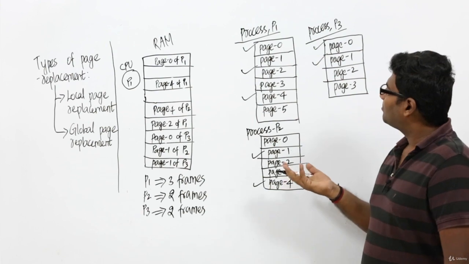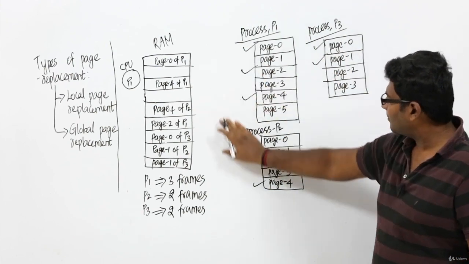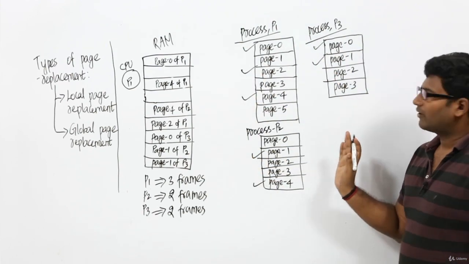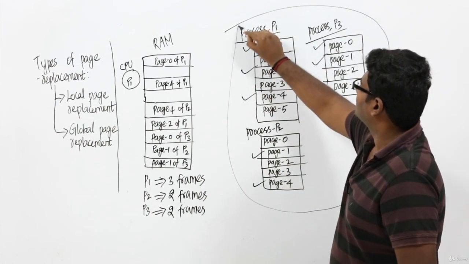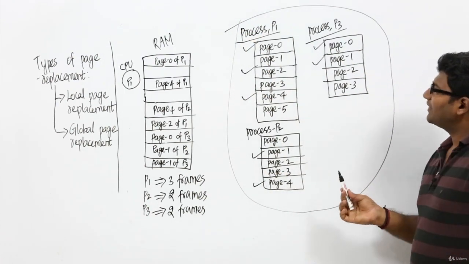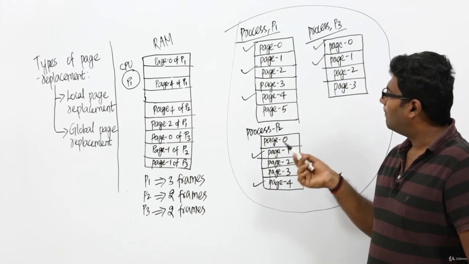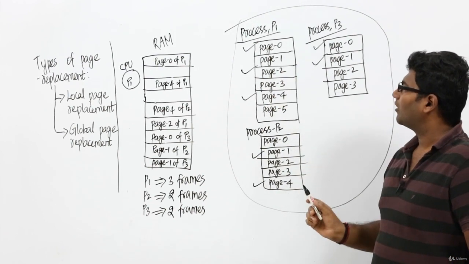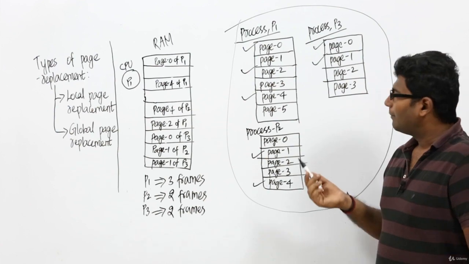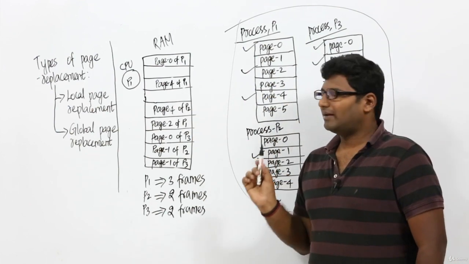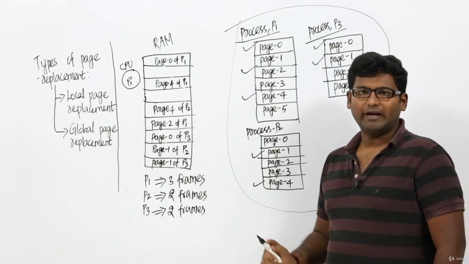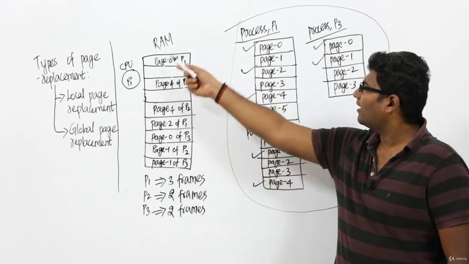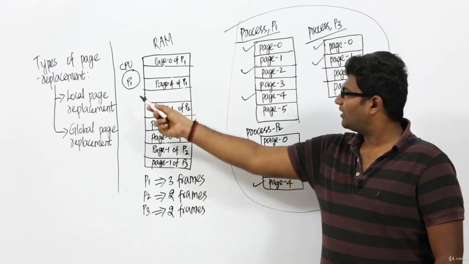Why? Because see, all these pages of the processes are present inside the hard disk, right? You can even assume that all these things are present in the hard disk. Fine. Now in case the CPU requests a byte in page number 1 of P1, then what will happen? Since page number 1 is not present inside the RAM, this page has to be moved inside the RAM, right? Because the CPU cannot access the hard disk directly, it can access only the RAM.